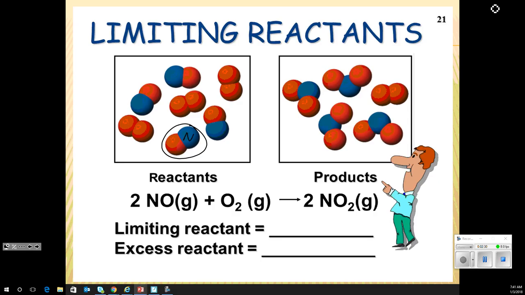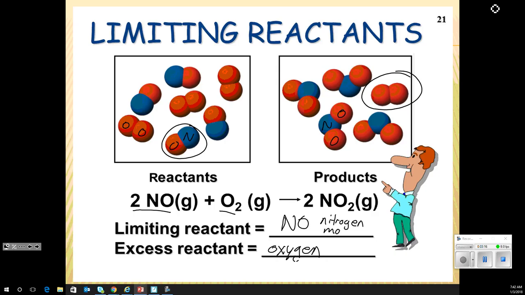So if we look at this, what in this box would represent NO? The blue and the red. So this would be the N and this would be the O. Okay, what would represent the O2? The two reds, because there's two oxygens together. So as I'm looking at this, I need two NOs for every one O2. And then I can make NO2. So this right here represents N with two O's.